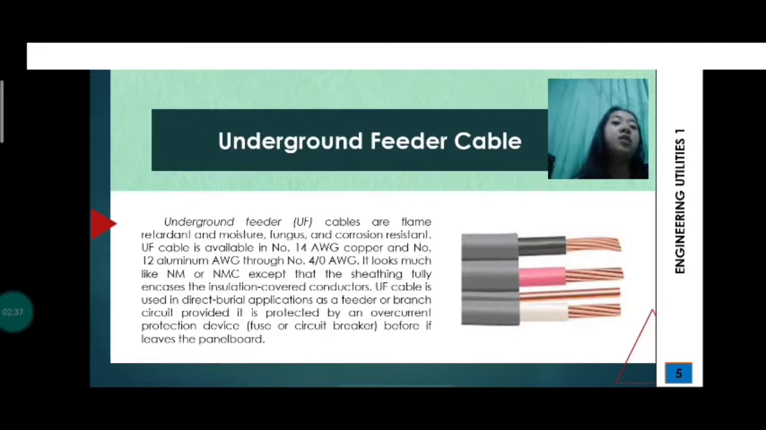So, underground feeder cables are safe to use underground. This wire can be buried in the ground with or without any conduits. Conduits are like a tube where you can insert the wire and then bury it to protect the wire. It can be buried that way, or it can also be buried without. That is the underground feeder cable.